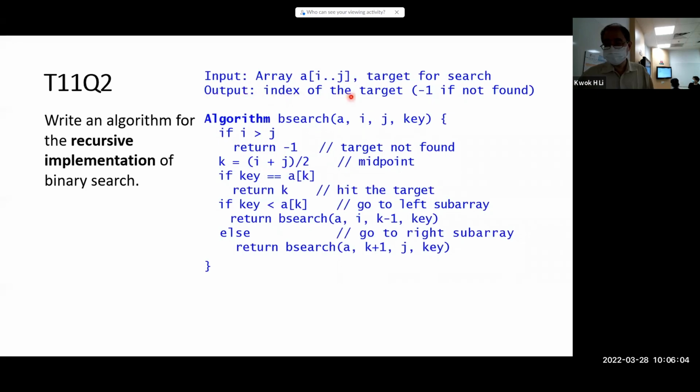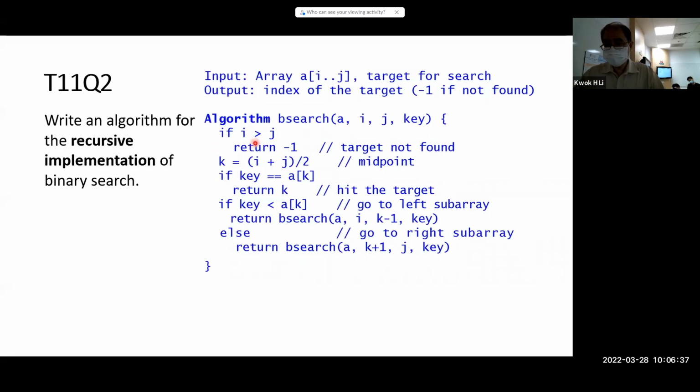So the output will not be 22, because we know the value. It should be the index of this key here. Sometimes we cannot find it, we have to return -1. So that one is quite straightforward. Okay, so the algo is called B search. A is the array, the starting point, the ending point, and the key we want to search for.